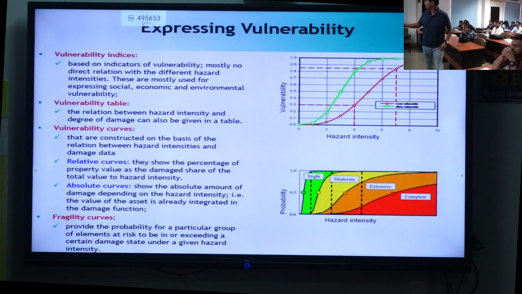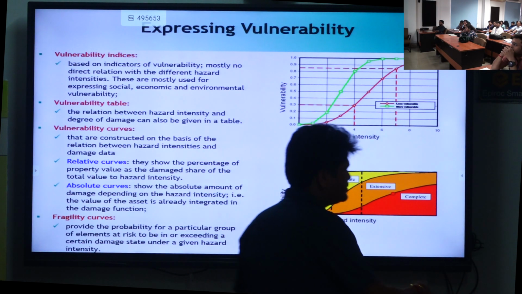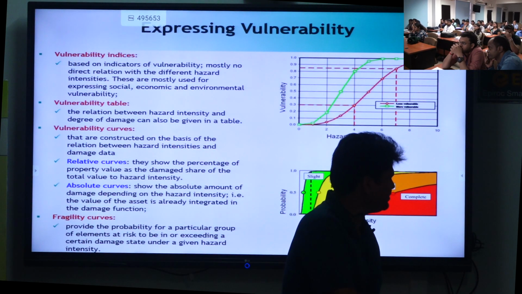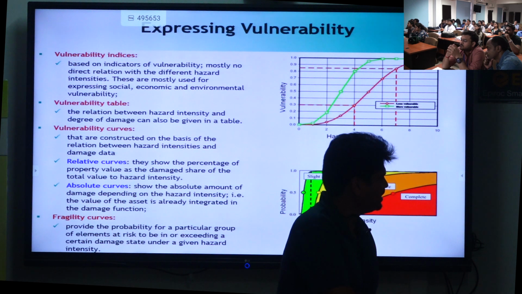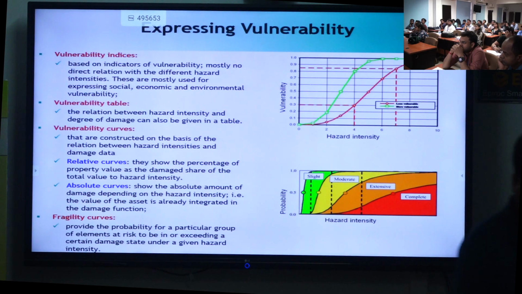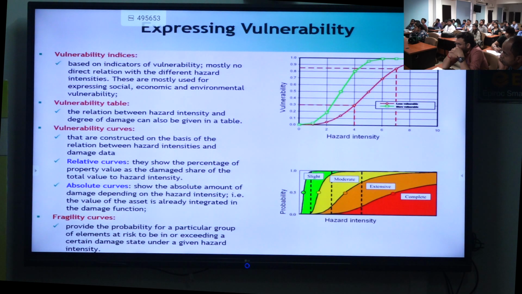Okay? Vulnerability curves, curves like this, also sometimes they do. Okay? Again, hazard intensity and probability of the vulnerability, right? And they divide into different classes like moderate, extensive and complex. And in those curves also they have relative curves and absolute curves. Relative curve means percentage of property value, depending on how much data you have. Absolute means exact amount, though it is very unlikely that you are going to have that kind of data set anyway. Okay? And there is also something called a fragility curve, but we are not going to learn about all those things. We are going to do spatial-based assessment.